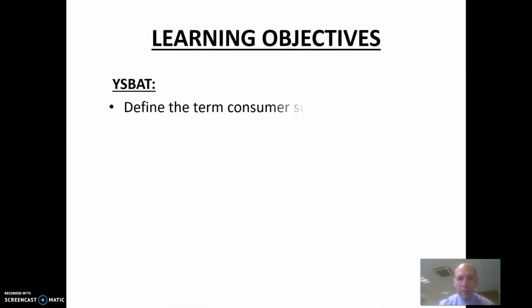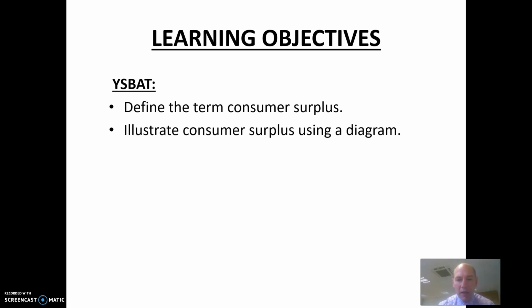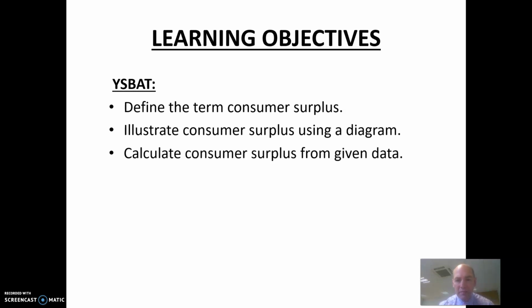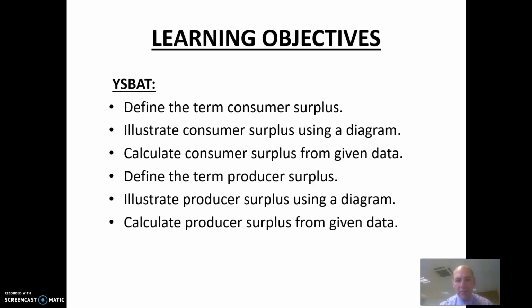Okay, in terms of learning objectives, the things you should be able to do. You should be able to define each term. Define the term consumer surplus, illustrate that on a diagram, calculate it from given data, and then do exactly the same thing for producer surplus. Define, illustrate it on a diagram, and calculate it. You will need your calculators today.